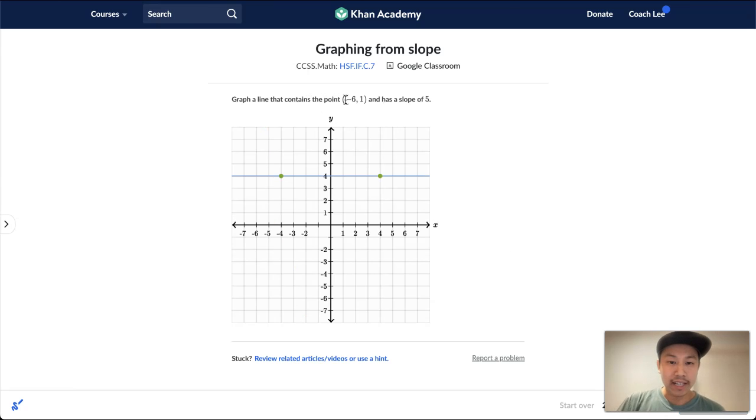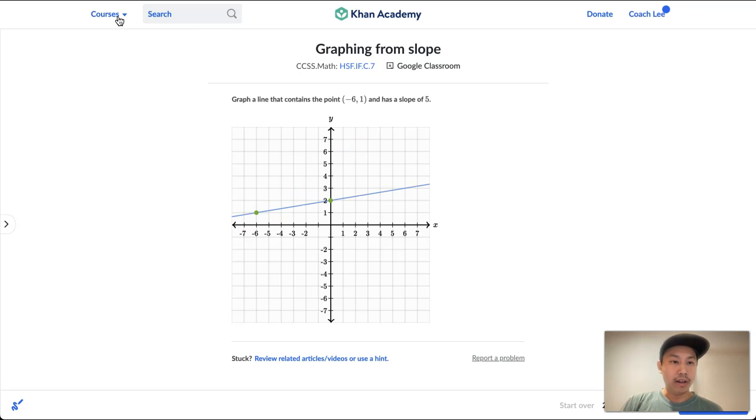Okay, so graph a line that contains the point -6, 1, has a slope of 5. Let's graph your -6, 1 first. The line for sure goes through this point. I don't know where the line goes after that until I apply my slope. And our slope is 5 here. So let's figure out what that is exactly.